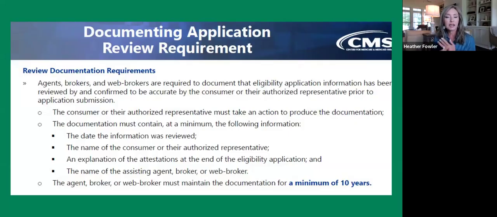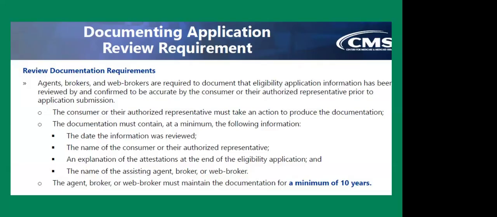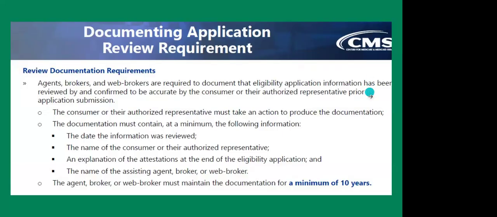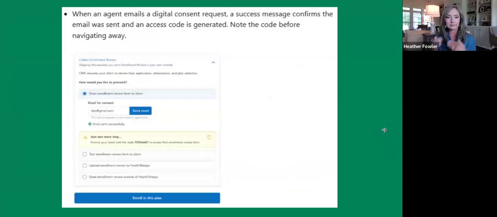So the documentation has to, at a minimum, have the date it was reviewed, the name of the consumer, an explanation of the attestations at the end, and the name of the broker assisting them. And this all has to be stored for 10 years as well. So let's talk about the easiest way to do that.